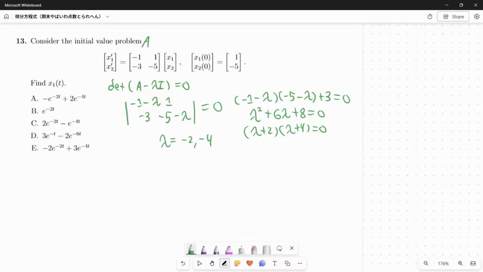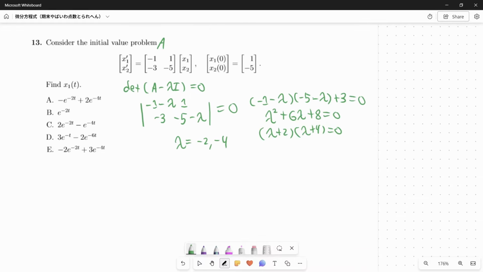So now that we have our two eigenvalues, we can plug these eigenvalues back into this matrix to find our eigenvectors. So what you're going to want to do is start with the first eigenvalue of -2 and plug that back into this matrix. And so in the case of lambda equal to -2, you should end up with a matrix that looks like, let me get rid of that, oops.